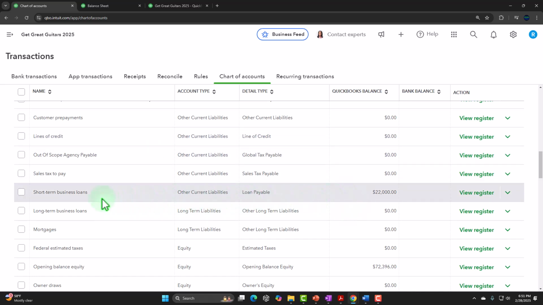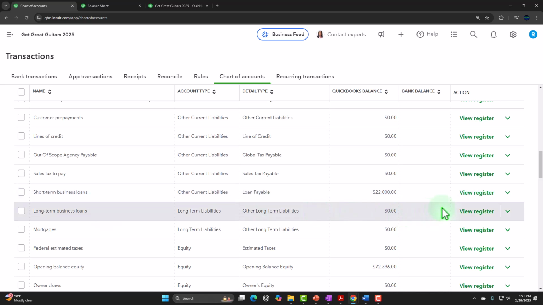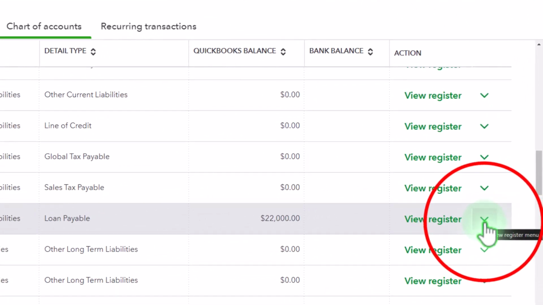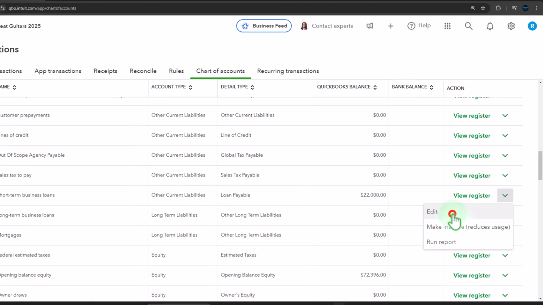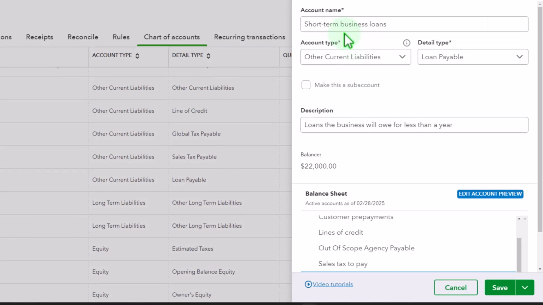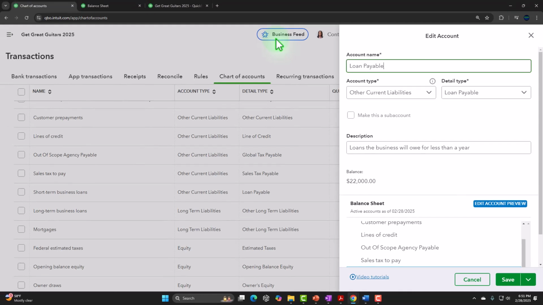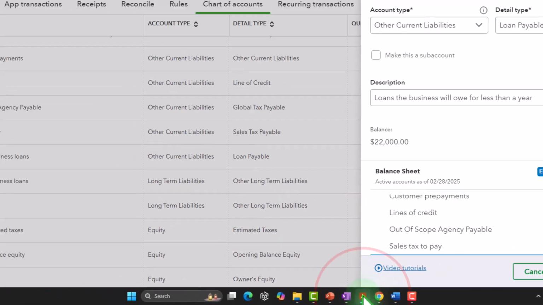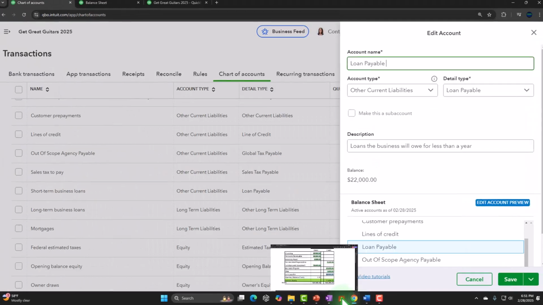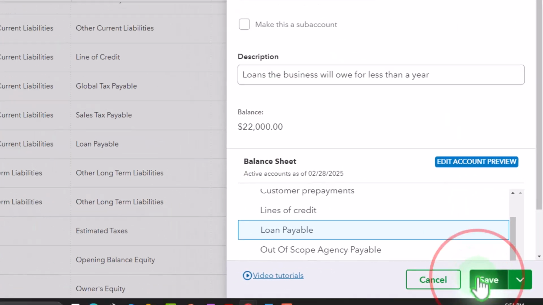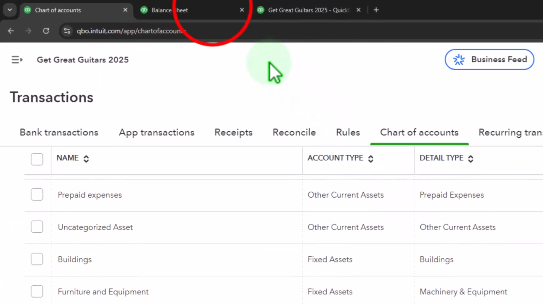Short-term business loan. Maybe I should have renamed it just loan payable, so it connects. So let's rename it so it ties out to what we have. I'm going to edit this one. I'll just call it a loan payable, so it ties out exactly to the terminology I have over here, and then we might adjust it later to a better terminology. Let's save it. Let's go to the balance sheet and check it out.